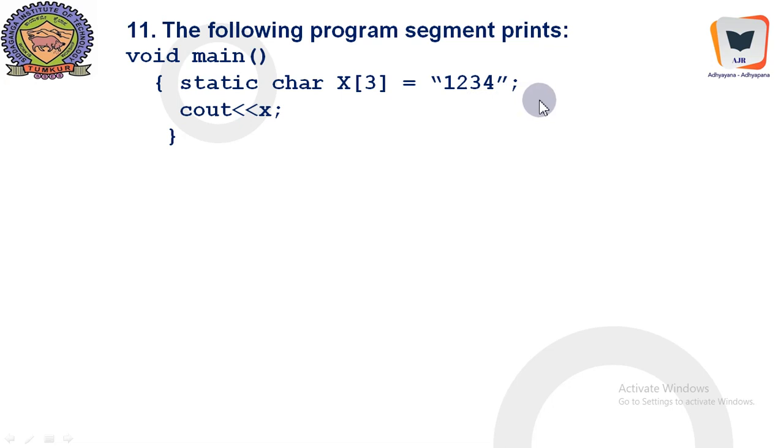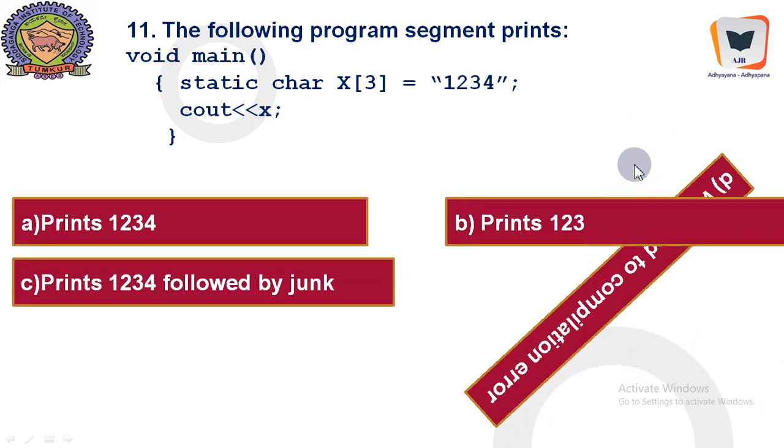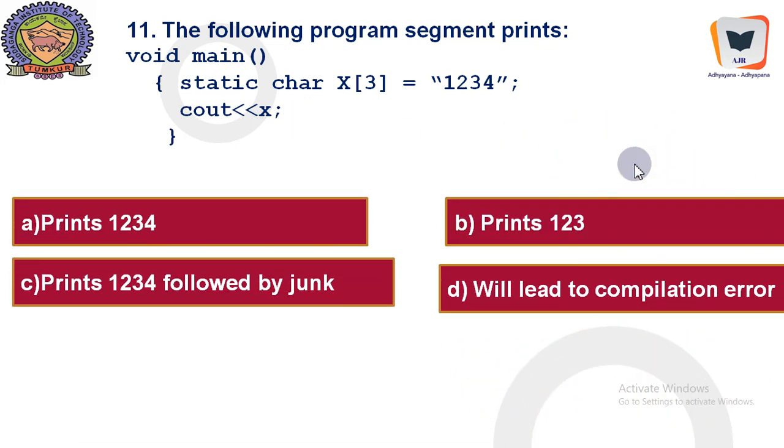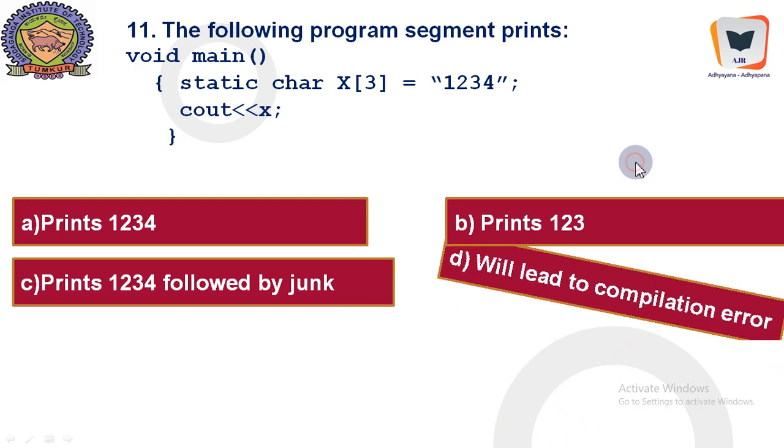Therefore C++ forbids it. Of course, in C, a C compiler would permit it, and it would take only 1 2 3. Here it will definitely cause a compiler error. Okay, it will lead to a compilation error. Therefore, D is the correct answer.